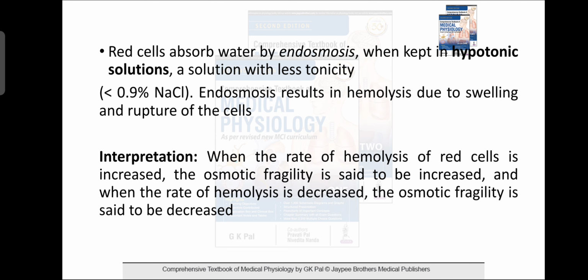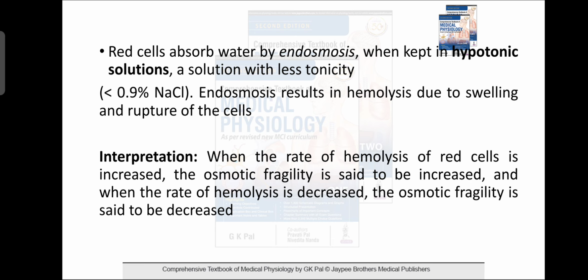Red cells absorb water by endosmosis. So when we place the RBC in a hypotonic solution, water is absorbed inside the RBC, so the RBC swells. Ultimately lysis of the RBC occurs, with swelling and rupture of the cell.